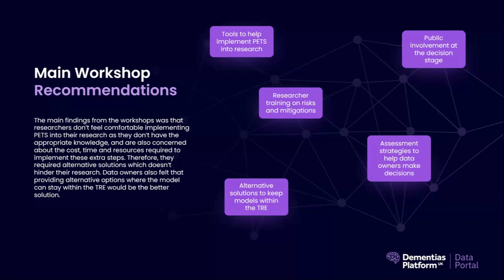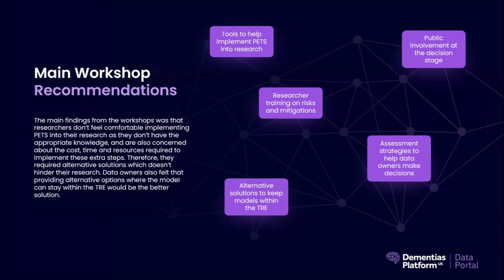The main recommendations that came out of this were, first of all, researchers don't really know what they're doing in terms of evaluating the privacy and understanding the privacy risks in models and how to mitigate those. So we've been working a lot with various partners on developing training materials to support researchers to understand the risks and mitigations for developing responsible AI.